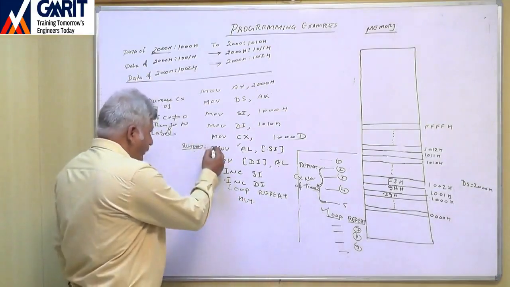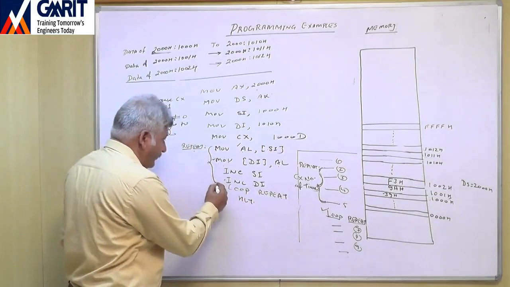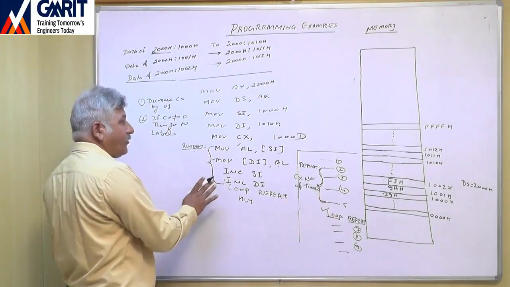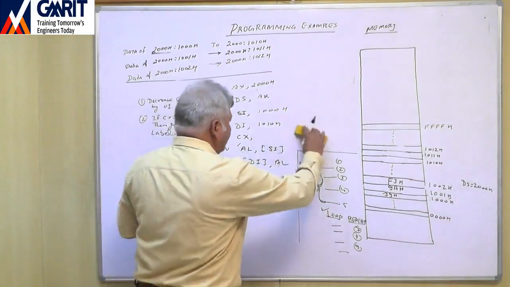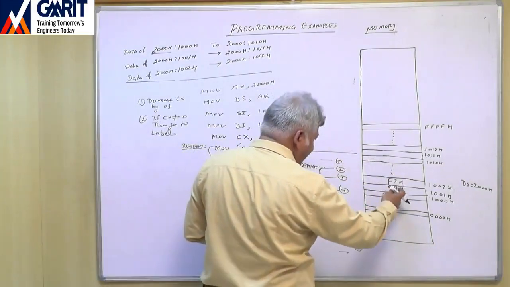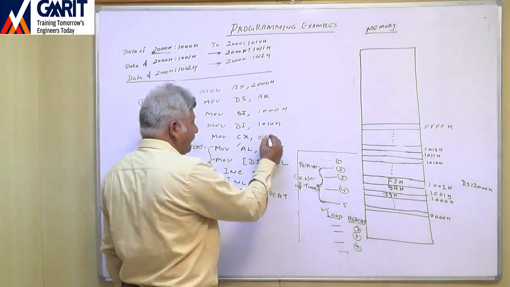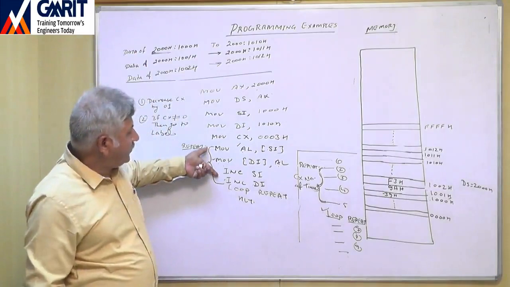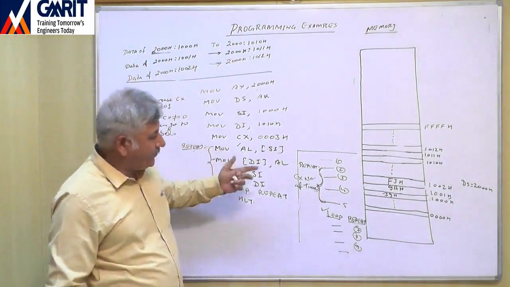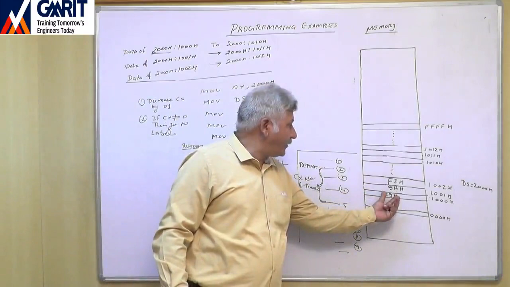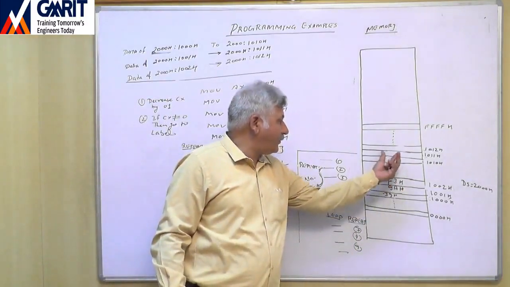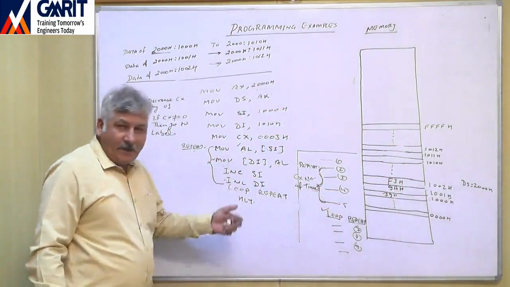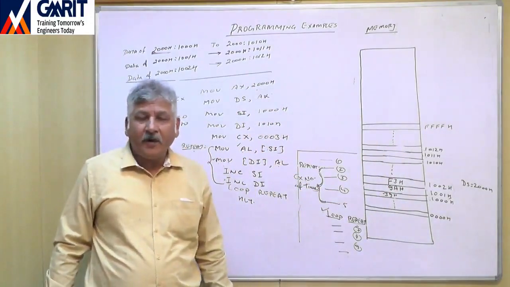So these instructions will be repeated CX number of times, and since in this example we want to transfer 3 bytes, in CX we have 0003H. So these instructions will repeat 3 times, meaning 3 bytes will be transferred from this place to this place, then this place to this place, and F3 from this place to this place. So this is another approach to write the program.